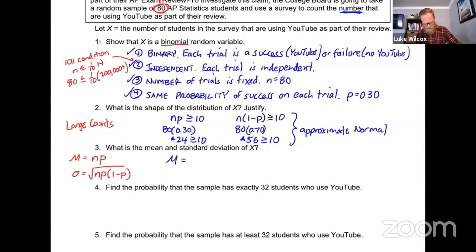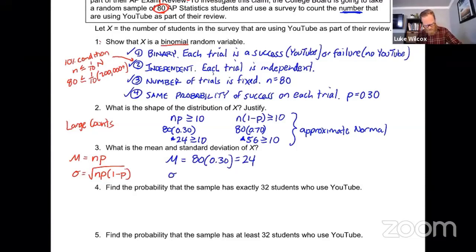And we know n is 80 and p is 0.30. In fact, we already talked about this value, right? 24 is the expected number of successes. So if the College Board were to take random samples of 80 over and over again, then on average, they would find 24 students that are YouTubers.